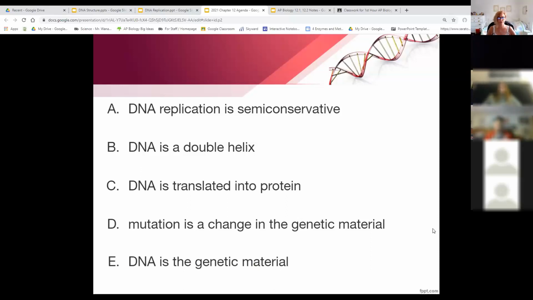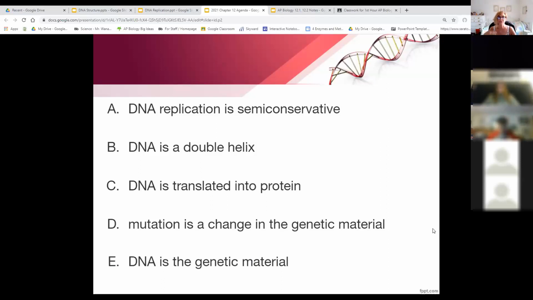DNA replication is semi-conservative had nothing to do with the lab. That didn't talk about how DNA replication occurred. It didn't talk about if it was all conserved, not conserved, and so on. Didn't talk about the structure of DNA, double helix. So we can right away throw out A and B as being totally irrelevant, right? DNA is translated into protein, that's maybe in the wheelhouse here. Mutation is a change, that might be in the wheelhouse. But if I looked at what they were trying to find out, they were asking what is the transforming factor? So my conclusion has to answer that question.